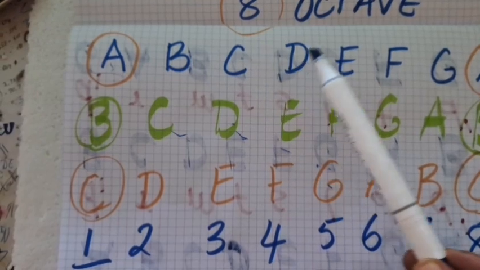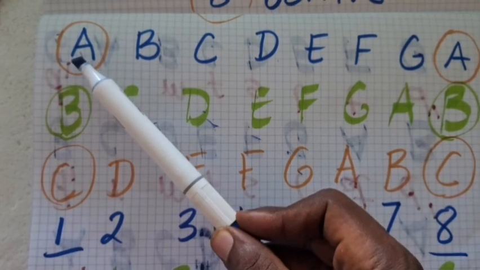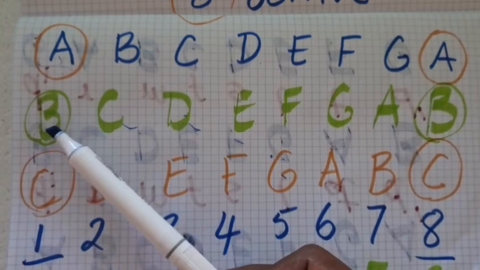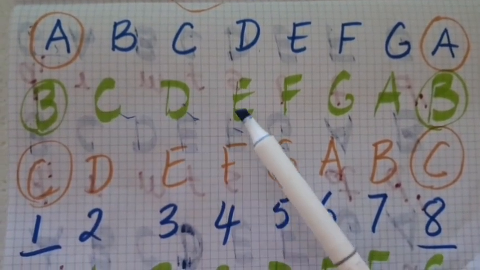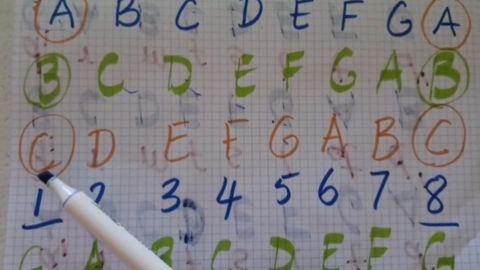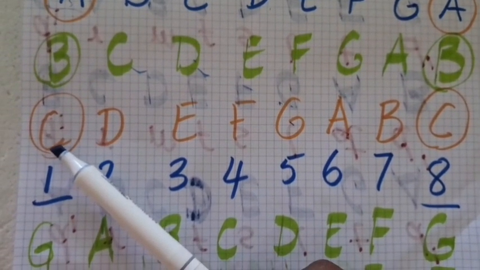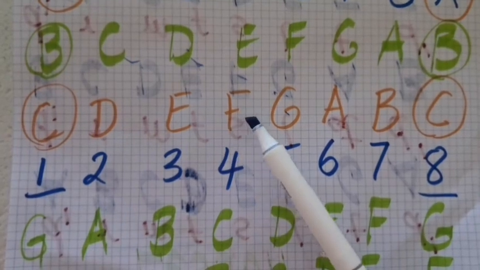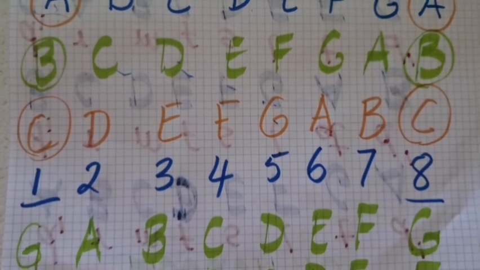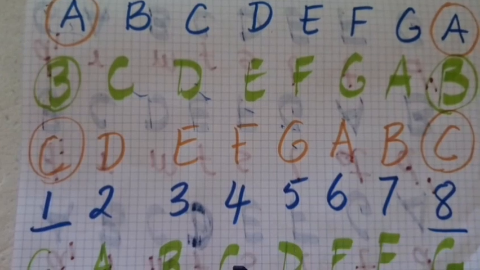A, B, C, D, E, F, G, then you go back to A. That is when you are counting from the key of A. But if you are counting from the key of B, you start counting by saying B, then you go to C, D, E, F, G, A, B. If you are playing the key of C, that means you are going to count from C. You will start from C, D, E, F, G, A, B, C. So it's not continuous. The alphabets of music, once it reaches G, goes to A, it comes back.